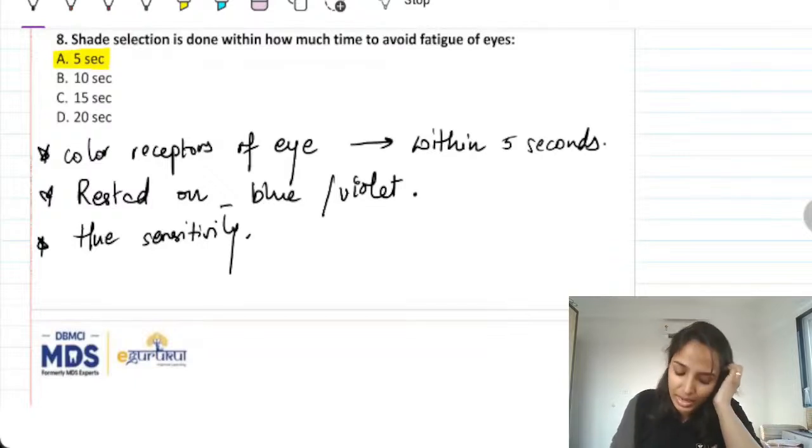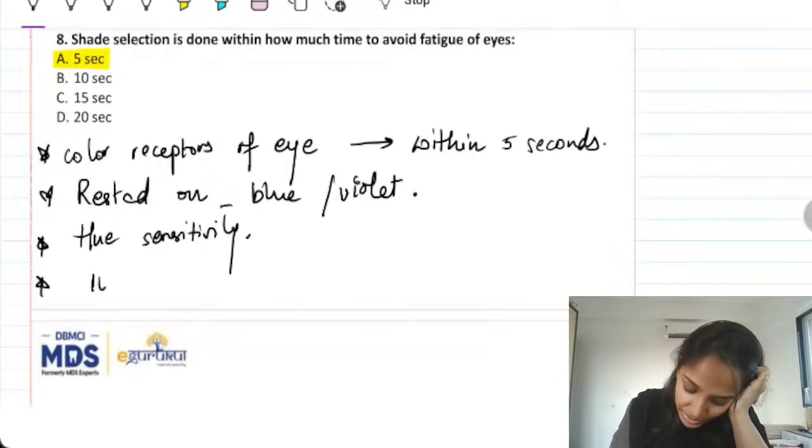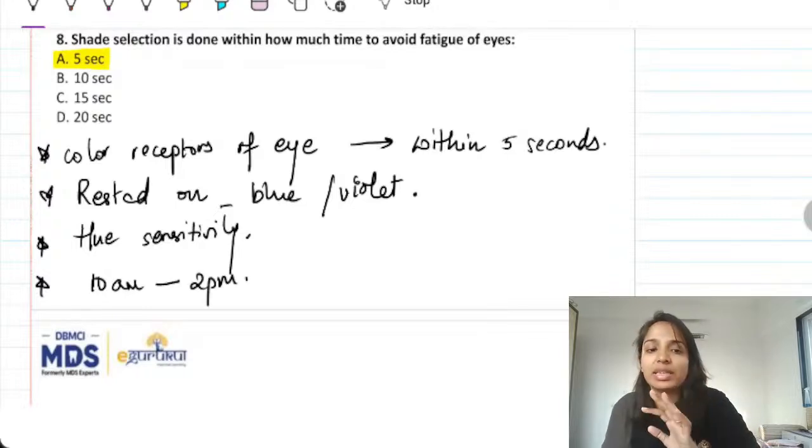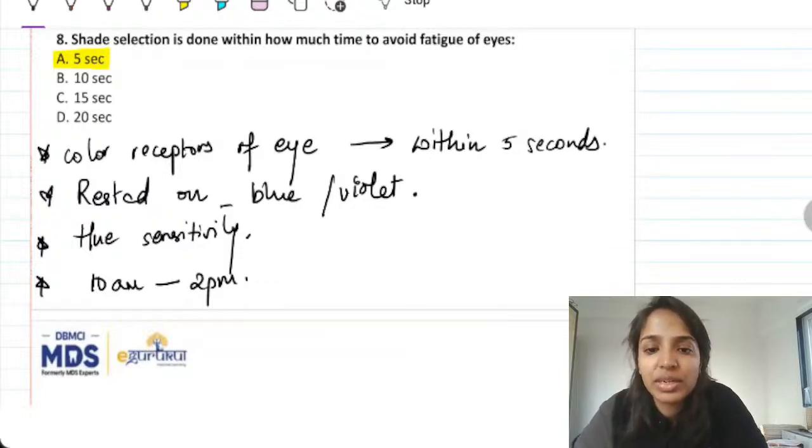And you should do it between the time of 10 a.m. and 2 p.m. That is the correct direct sunlight or broad day sunlight is the correct light for your shade selection.